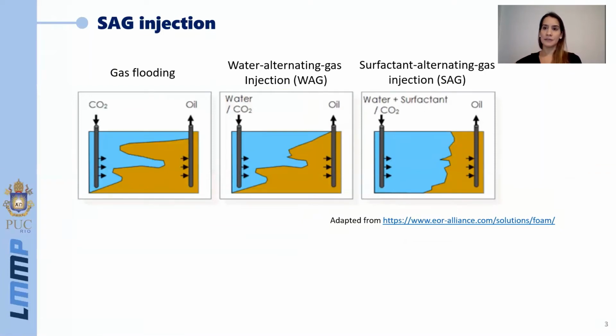Different methods can be used with their own advantages and disadvantages. One of them is the gas flooding. When we inject gas, the gas flows through the upper part of the reservoir, leaving a large amount of oil behind. This is called early breakthrough. Also, we have the formation of these instabilities called viscous fingering.